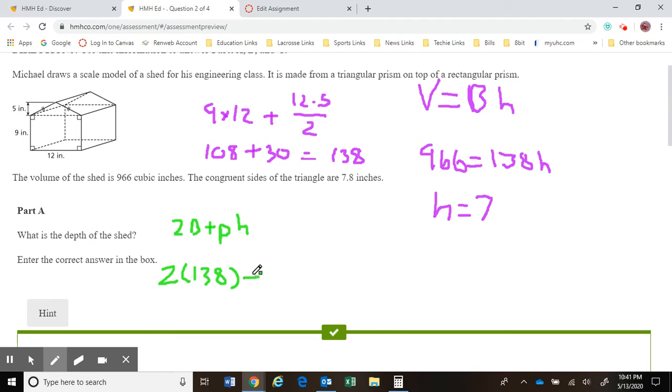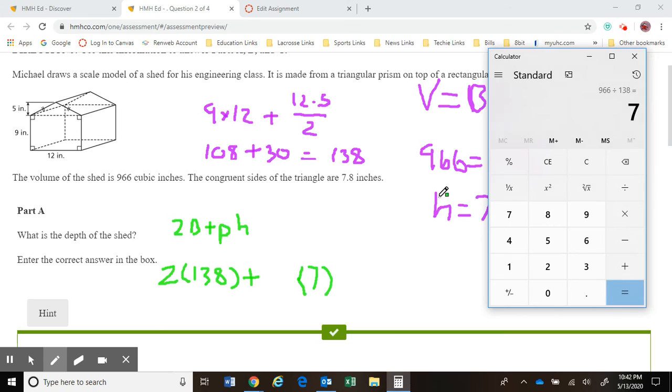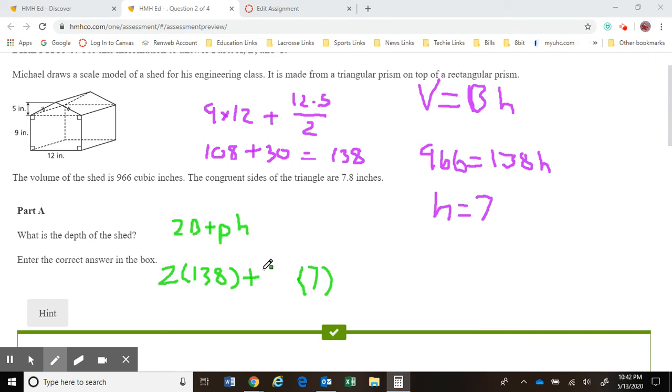Okay, plus, now I know my height is 7, so I'm multiplying something times 7. So I'm going to put that in parentheses. What is the thing I'm multiplying by 7? Well, I've got a side of 12, a side of 9, another side of 9, and then it said that these were 7.8. So I need to add up all those. So I've got a side of 9 plus a side of 12 plus a side of 9 plus 2 sides that are 7.8. I already did all those sides. There's the 5 sides of this shed right here. Okay, so that's 45.6.